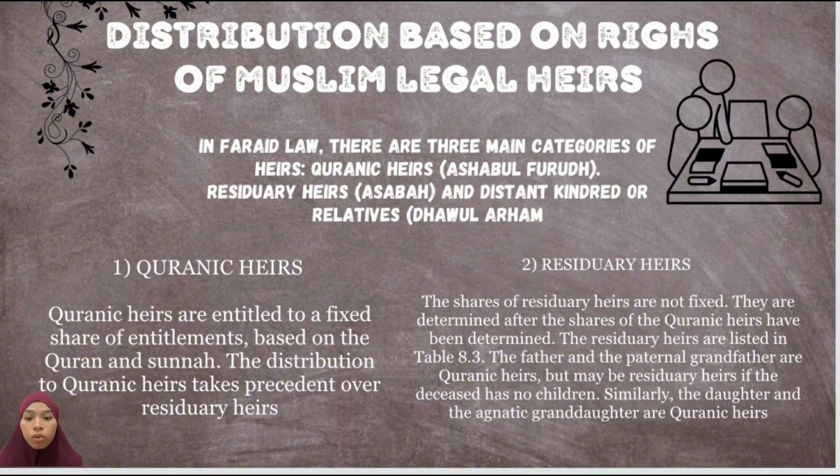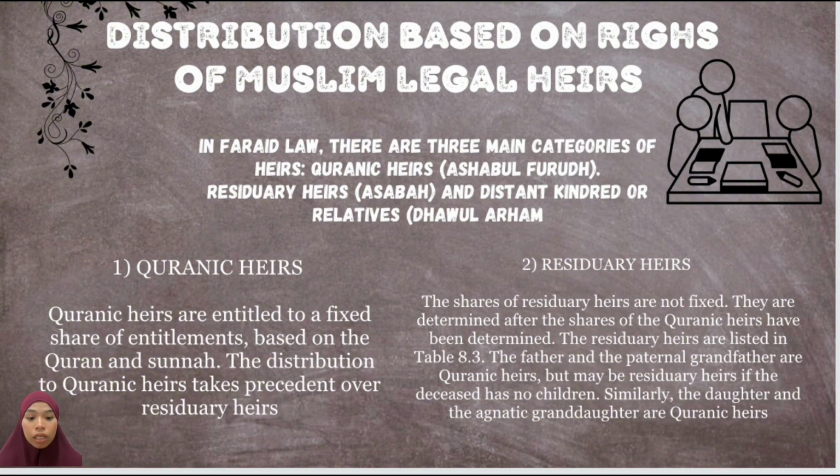I want to explain about distribution based on the rights of Muslim legal heirs. In Faraid law, there are three main categories of heirs: Quranic heirs, residuary heirs, and distant kindred or relatives. In addition, there is public usury. Only the Quranic and residuary heirs are considered legitimate heirs by Faraid law and equated to Islamic.